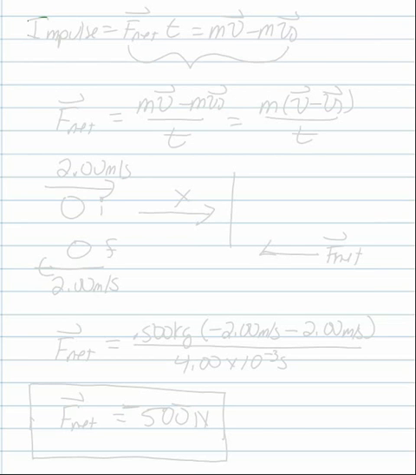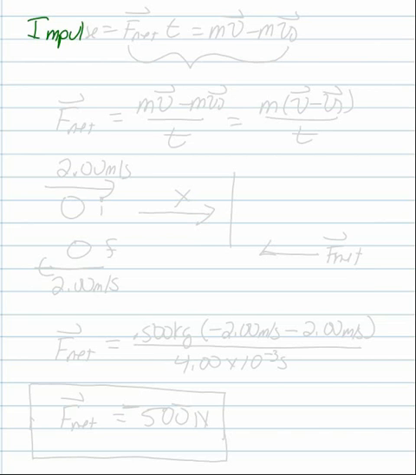Now let's take a look at the solution of the problem where the ball is rolling toward a wall. What we have is a ball rolling toward a wall at 2 meters per second, rebounding back at 2 meters per second. And we want to know the force exerted on the ball by the wall. Well, this looks like an impulse problem. So let's say this is what you did.